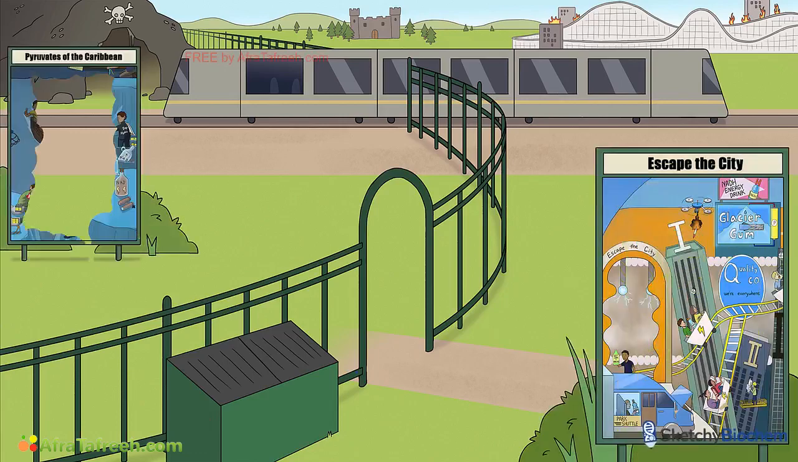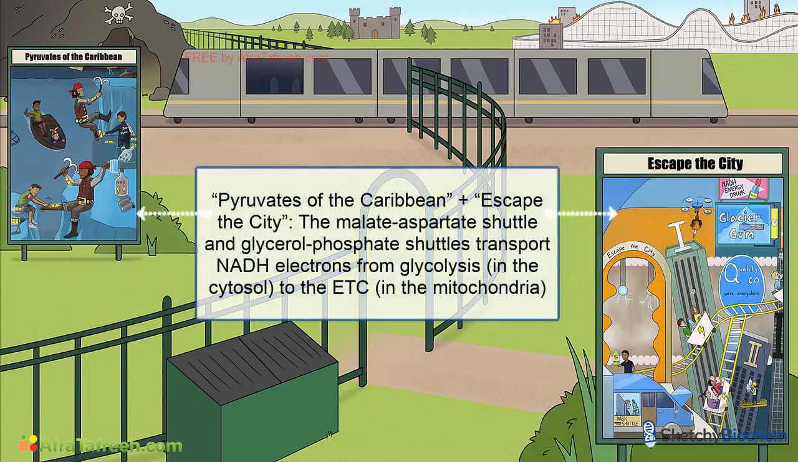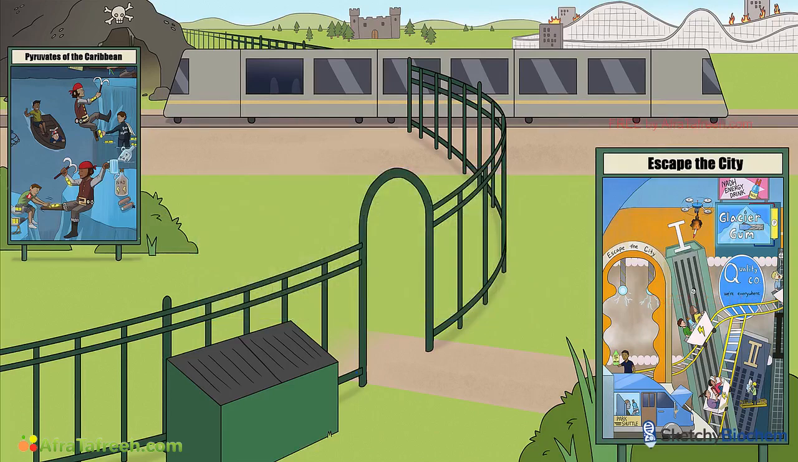The malate-aspartate and glycerol 3-phosphate shuttles transport NADH electrons from glycolysis, which occurs in the cytosol, into the mitochondria where they're used in the ETC. We've used our recurring ride symbols to represent glycolysis and the ETC. If you haven't tried out those rides yet, I suggest you check them out now. This'll make way more sense if you do. Also notice that big park fence. That's the inner mitochondrial membrane, with the cytosol to the left and the matrix to the right.